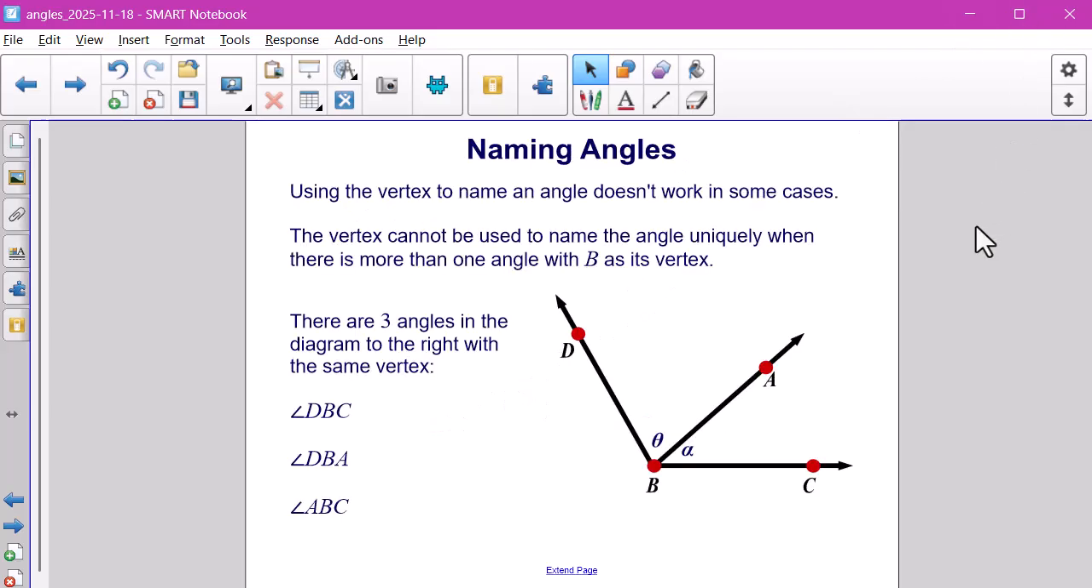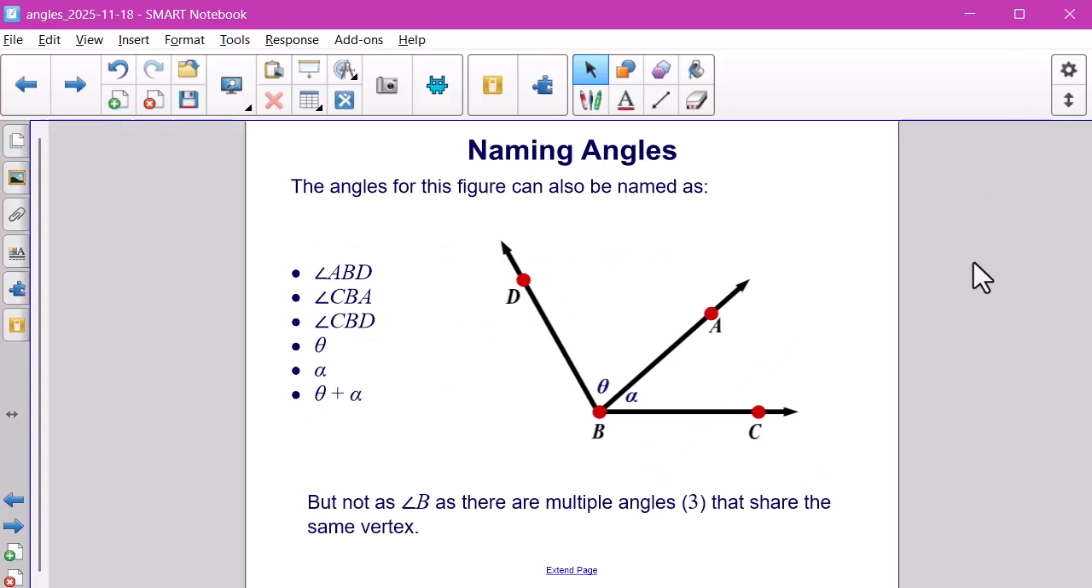Using the vertex to name an angle doesn't always work. The vertex cannot be used to name an angle uniquely when there is more than one angle with B as its vertex. There are 3 angles in this diagram to the right with the same vertex. We have angle DBC, we have angle DBA, and we have angle ABC. Since there's more than one angle at the point B, we cannot simply say angle B. We have to be specific and use 3 letters when more than one angle exists at a vertex.